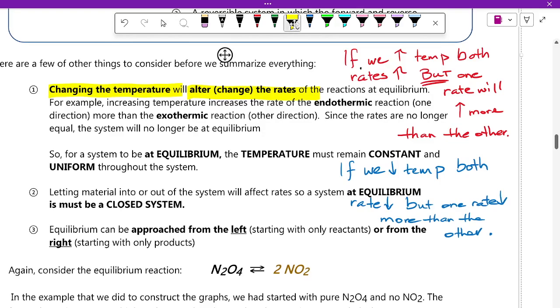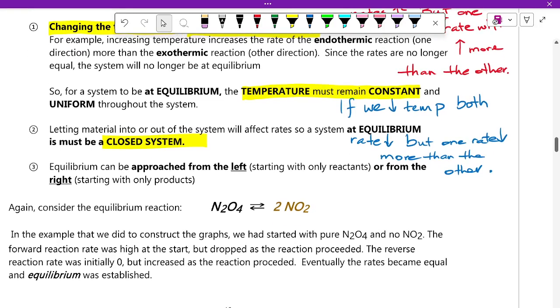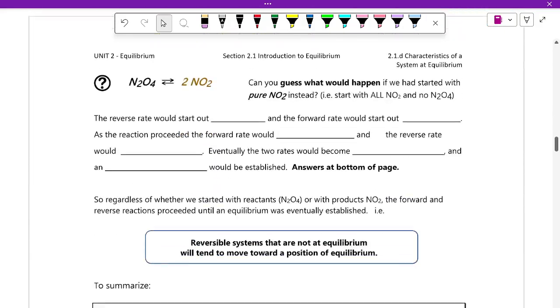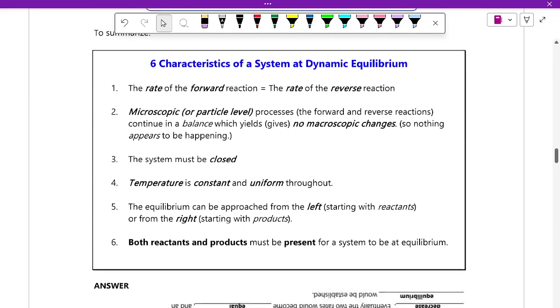We know that to be at equilibrium, the temperature must be constant. We know that we must be in a closed system. Now, this seems kind of crazy to actually bother saying it, but you can approach an equilibrium starting with only reactants, or you can approach an equilibrium starting with only products. It doesn't matter, okay? So equilibrium can be approached from the left or from the right. And we don't have enough time to talk about that today. We'll do that next day. Here are 6 characteristics. I'm going to let you read them on your own.